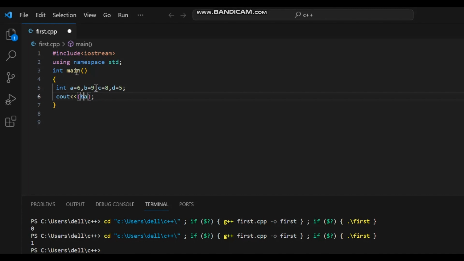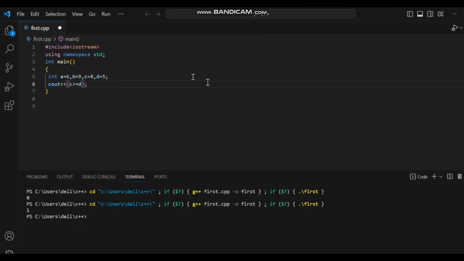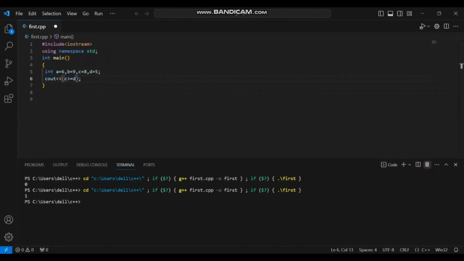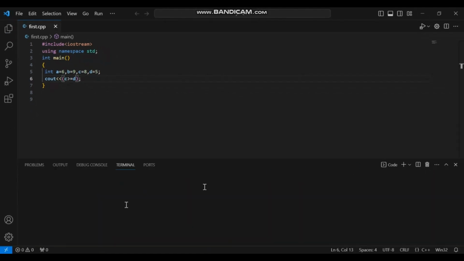Less than or equal to operators. What is the condition here? c greater than or equal to 5 means 8 is greater than or equal to 5. 8 is greater than 5, so it prints 1 here. It prints 1 because 8 is greater than or equal to 5.